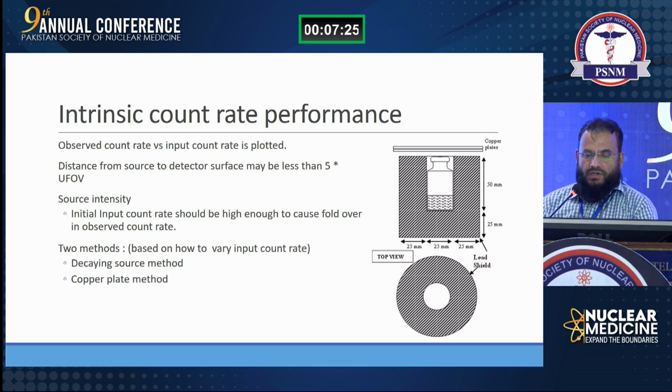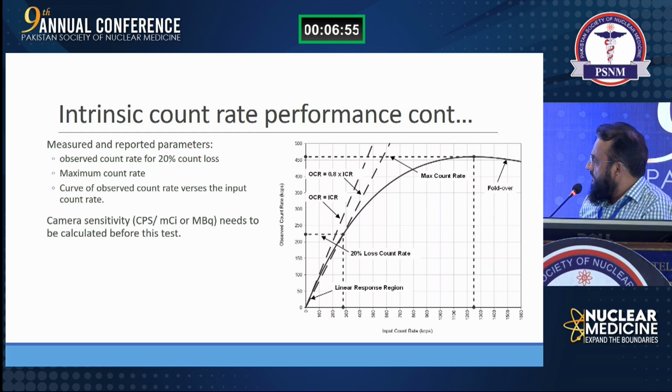Next is intrinsic count rate performance. This is a very important test when we perform theranostics as quantitative nuclear medicine imaging. It observes the observed count rate versus input count rate. Distance from source to detector surface may be less than 5 UFOV. Source intensity, the initial input count rate, should be high enough to cause fold over in the observed count rate. Initially, the input count rate should be in this region, because if it is not, then we cannot determine the maximum observed count rate that the imaging system can measure.